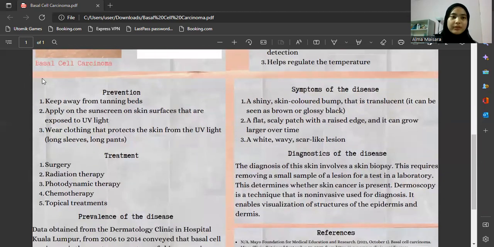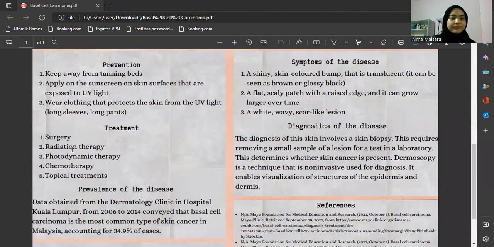In order to avoid basal cell carcinoma formation on the skin, there are some preventions that can be done. You can keep away from tanning beds because they produce UV light, which contributes to the formation of basal cell carcinoma or the cancer cells. Other than that, it is advisable to apply sunscreen on skin surfaces that are exposed to UV light. Wear clothing that protects the skin from the UV light, such as long sleeves or long pants. Treatments include surgery, radiation therapy, photodynamic therapy, chemotherapy, or topical treatments.